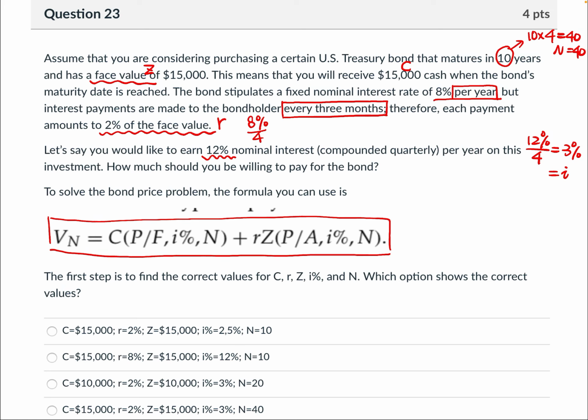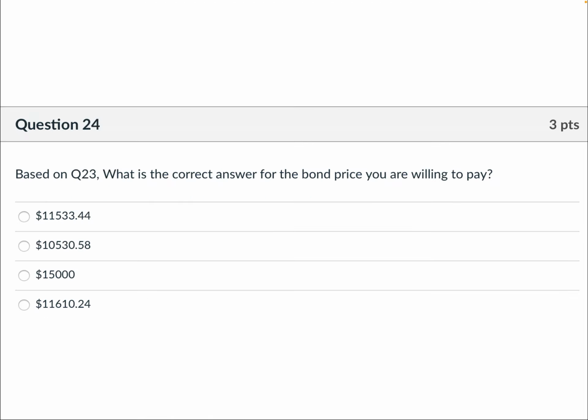All right, so your correct answer is gonna be this one. And then you just need to substitute the letters with the numbers, okay? And then your final answer is gonna be this one.